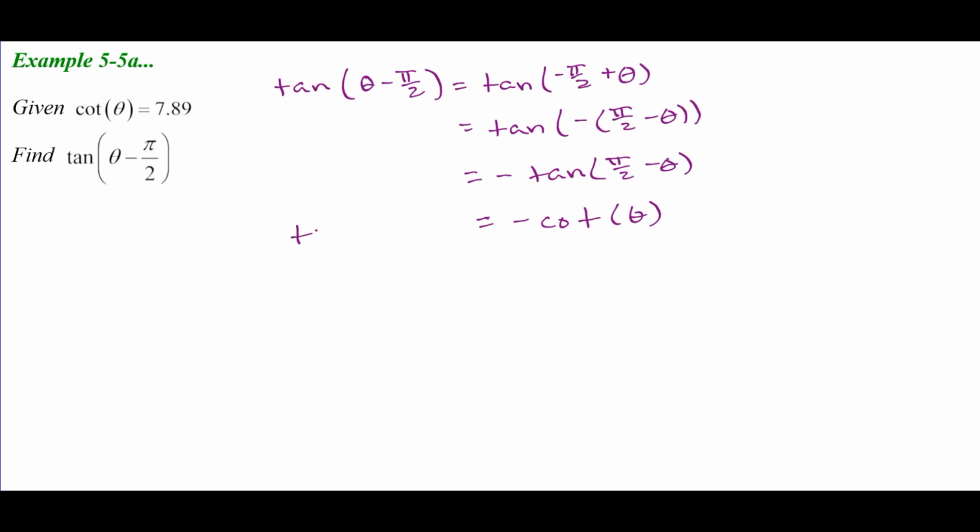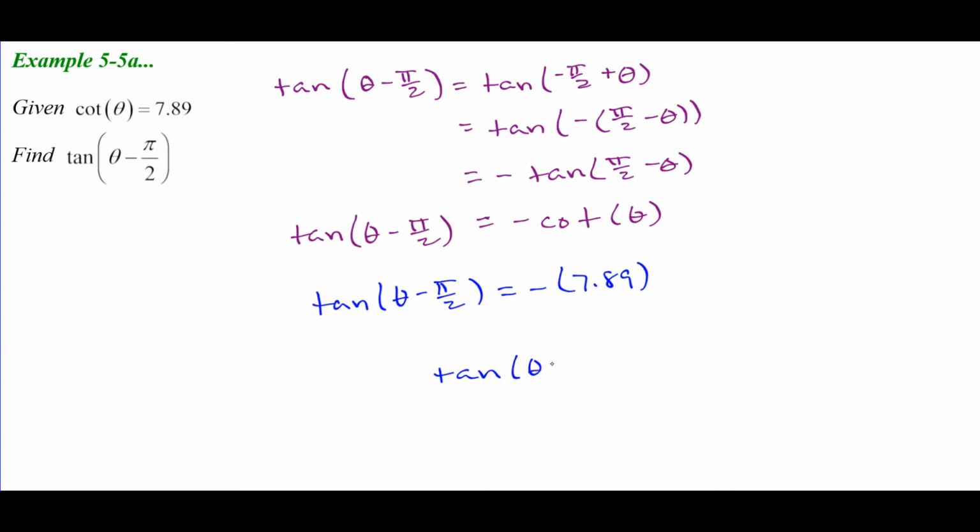So I'm just going to bring this down, tangent of theta minus pi over 2, which remember is what we're trying to find. And now remember, I also know the cotangent value, so I can substitute that in at this point. So I'm going to go tangent of theta minus pi over 2 equals negative, and then the cotangent value is 7.89. So then I have my answer: tangent of theta minus pi over 2 is equal to negative 7.89.